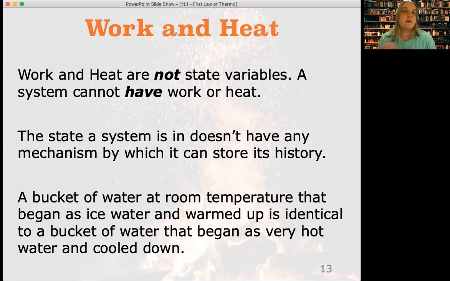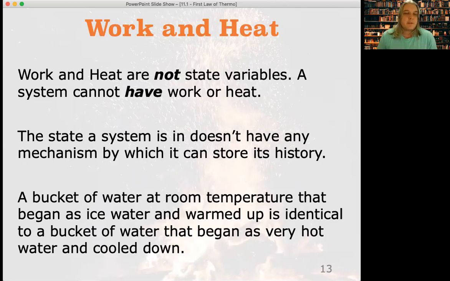Work and heat, though, are not state variables, because if you freeze frame it, if there's no energy transfer going on, then that means there's no work and there's no heat occurring. Right? In any one instant, work and heat are zero. They require flow of energy, movement of energy, which means they have to occur over time. So you can't freeze frame it and see work and heat.